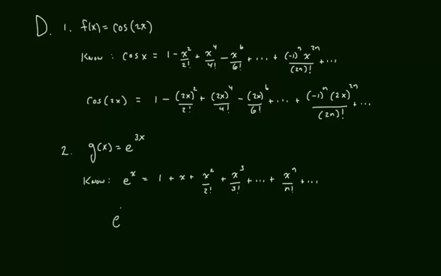And so now for e to the 3x, you plug in the 3x: 1 plus 3x plus (3x) squared over 2 factorial plus (3x) cubed over 3 factorial plus dot dot dot plus (3x) to the power of n over n factorial dot dot dot. Pretty easy, part D. Just substitute into a known.